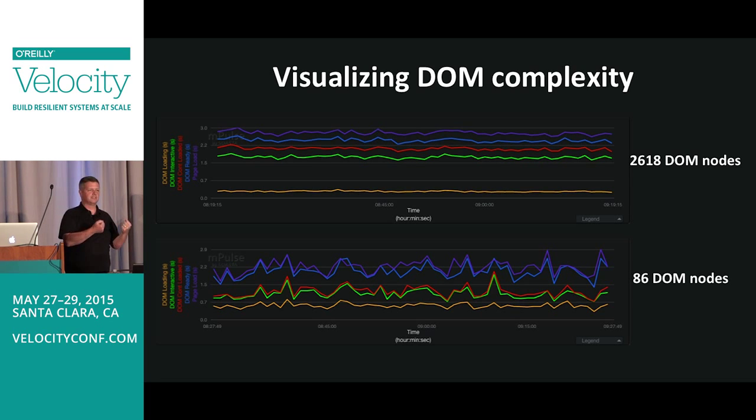Do we really need all these scripts? Do we really need all these different nodes and child nodes? Or can we clean that up a bit and potentially improve the performance of our site? I think this is a great way to visualize that using those metrics that we pulled out before.